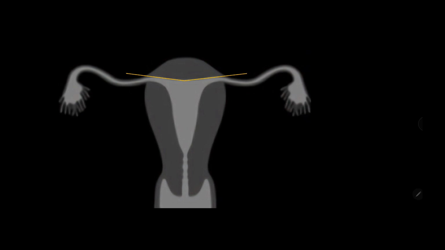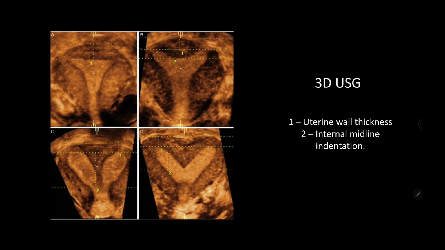So we have to know how we measure the uterine wall thickness. The best way to measure the uterine wall thickness is in 3D ultrasonography or MR. However, if it is not available, we can use a 2D ultrasound as well. So in these 3D ultrasound spots, in this image A, we can see the 3D spot of a normal uterus. Here we can see a line which is represented by 1. This line is the intercornual line, and the line is drawn perpendicular to the intercornual line towards the external indentation. And this measurement is the uterine wall thickness.